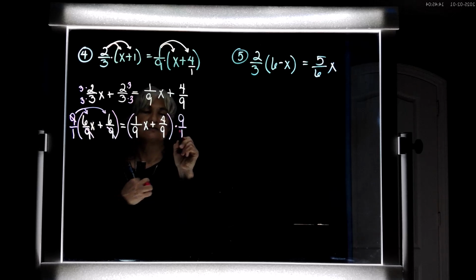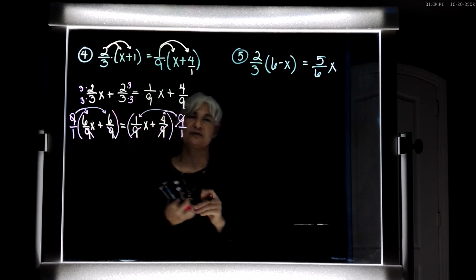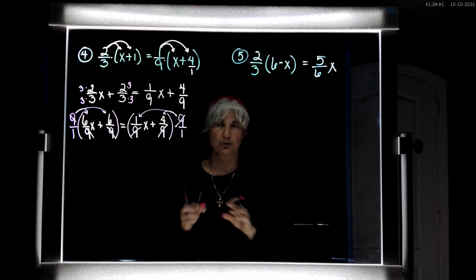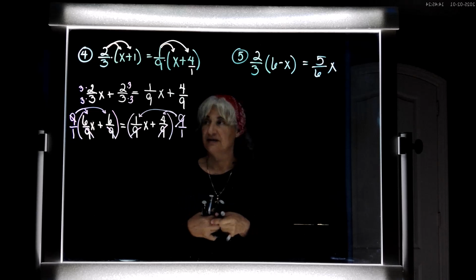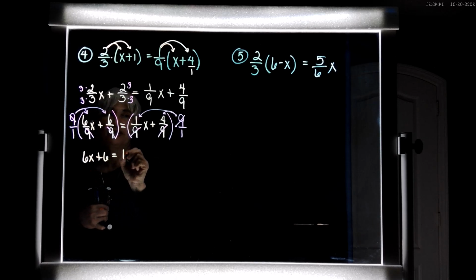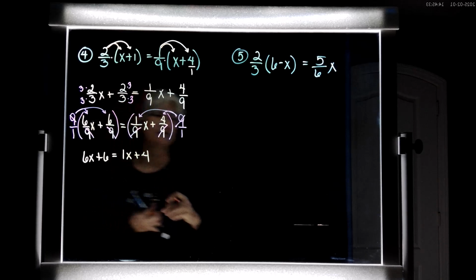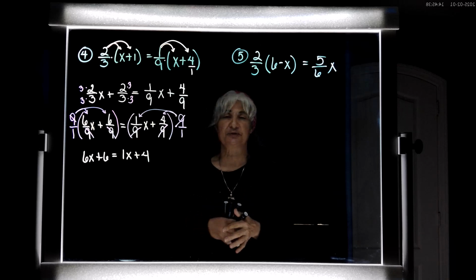This 9 over 1 gets multiplied to the 4 over 9, which cancels this denominator, but also gets multiplied to this one, which cancels this denominator. So all the denominators of 9 are going to drop out when you multiply both sides by 9, the common denominator, which means you'll be left with 6x plus 6 equaling 1x plus 4, which is built on what we did from the first 3 problems.